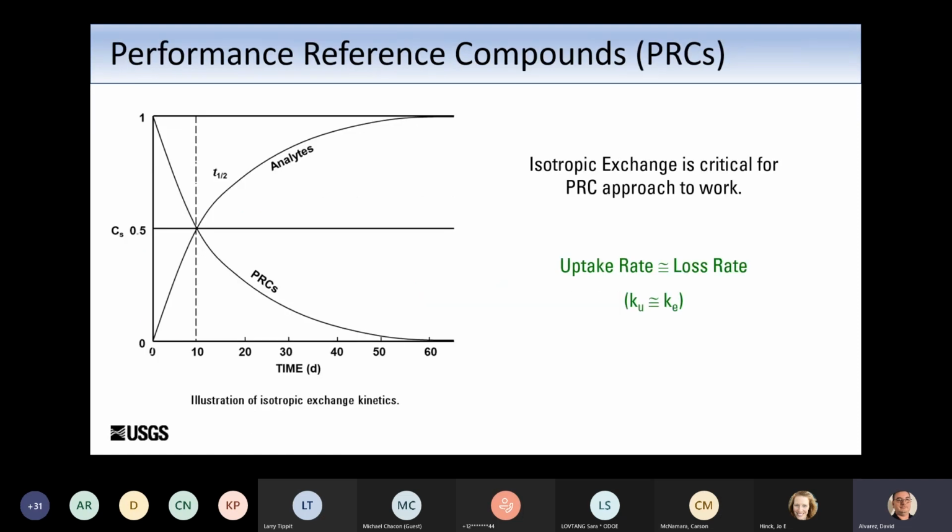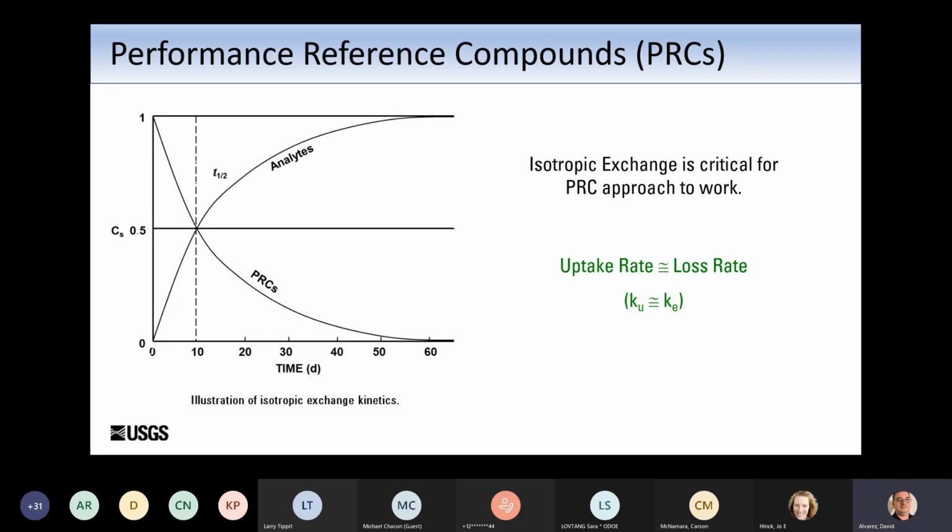The PRC approach works for samplers that follow isotropic exchange kinetics, which simply means the uptake rate is approximately the same as the depuration, or the loss rate. As you can see from this figure here, the 2 curves tend to mirror each other. The simplest way to think about this is the sampler is like a 2-way door. As you move through that door, your movement is impeded by the same barriers regardless of which direction you're going.